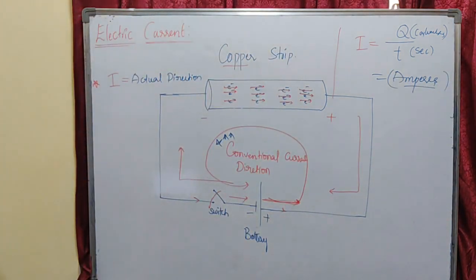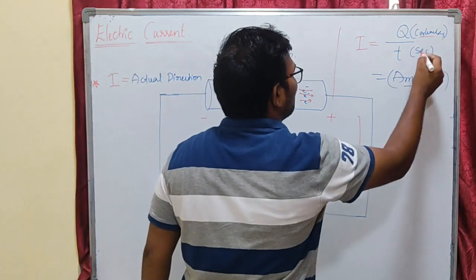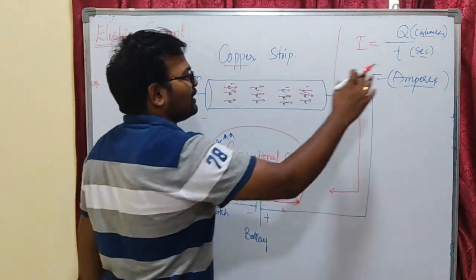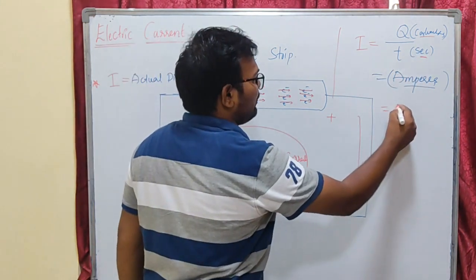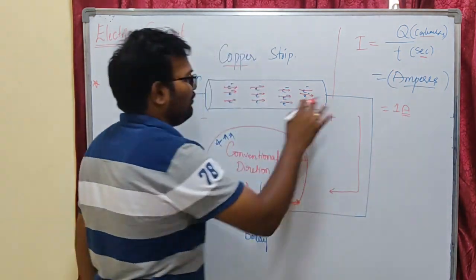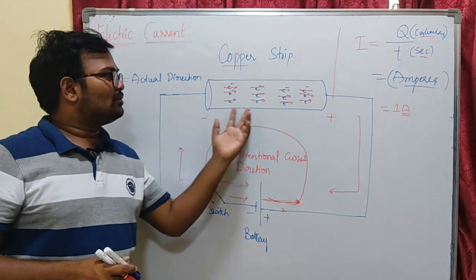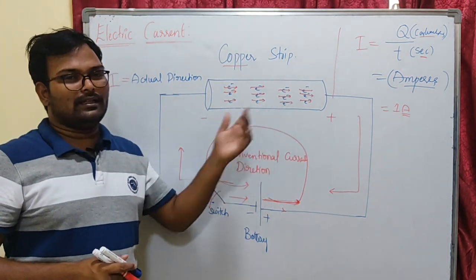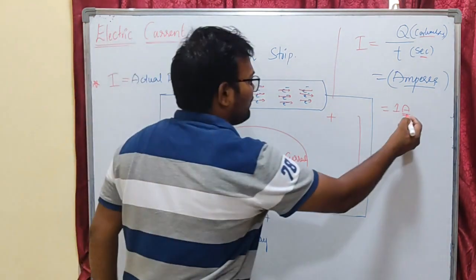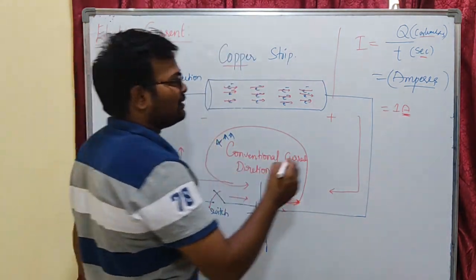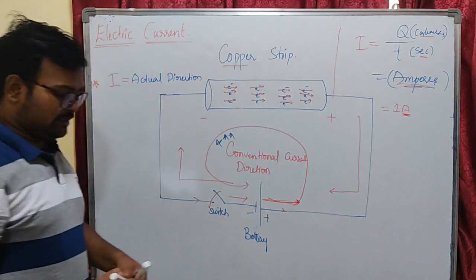That means if 1 coulomb of charge flows through the material in 1 second, then we can say that 1 ampere of current has flowed through the conductor. If 1 coulomb of charge passes through the conductor in 1 second, that is treated as 1 ampere of current. So this is the unit of our current. Ampere is the unit of current.